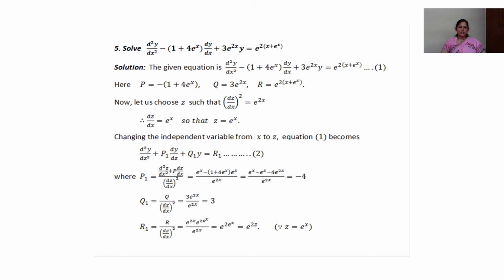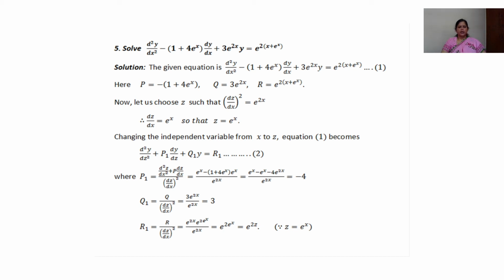Now let us choose the z value such that (dz/dx)² is equal to e^(2x). So we are not considering a constant yet. If you consider a constant along with e^(2x), while taking the square root, it becomes root 2 or root 3. So we can take it or not, we can take only the function. Based on that, the q1 value will differ, that's all. So we'll get finally the same answer.